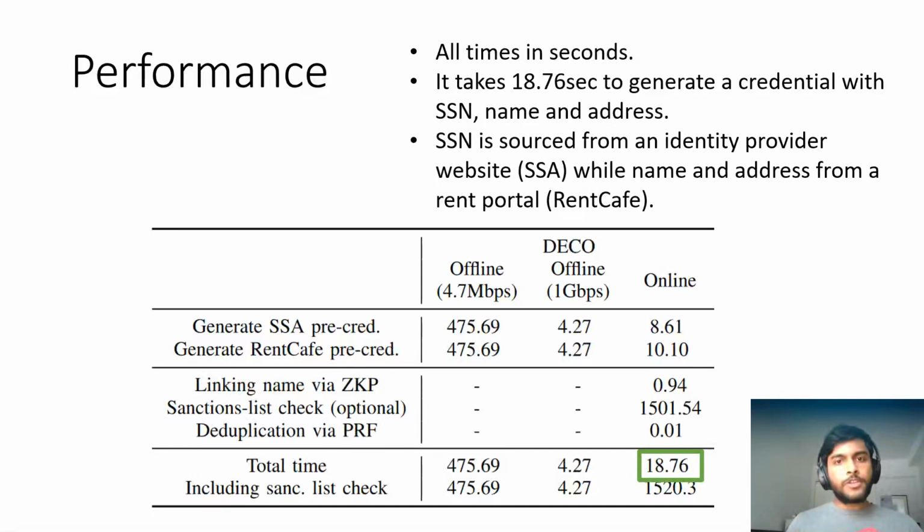Another number I want to discuss is the sanctions list check time. This check involves using the fuzzy matching techniques we've developed. As you can see, it is somewhat expensive, taking about 25 minutes. But this is one time, and there are opportunities to heavily parallelize it in order to reduce it further.